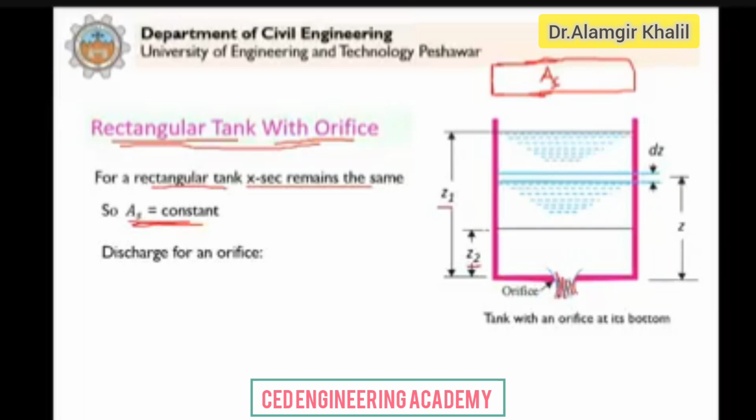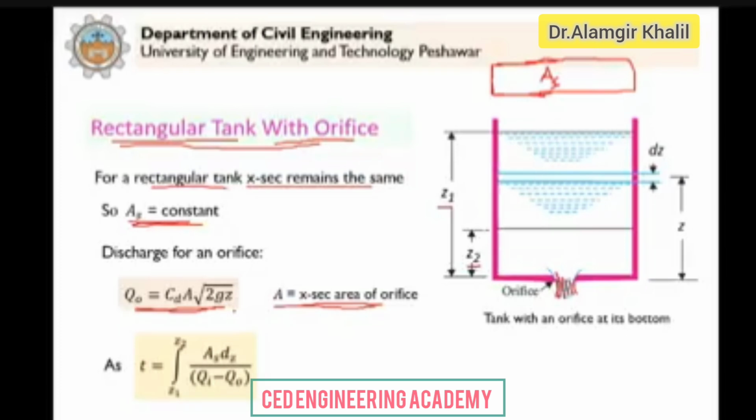Now we have discharge at the orifice, which in this case is at the bottom of this tank. For that, the equation is Q naught is equal to CD A into under root 2gZ, where A is the cross-sectional area of the orifice. Here we are not discussing whether this is a circular, triangular, rectangular or square orifice, whatever. But we have the cross-sectional area A. Now we have this general equation that we developed in the previous slide.